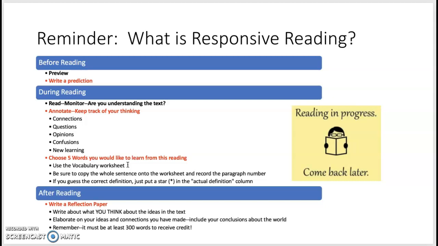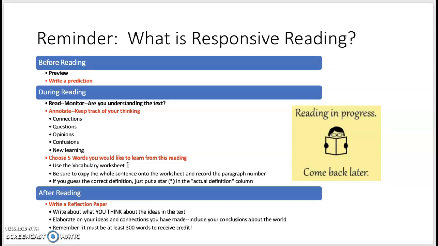Okay? And then you're going to look it up. You're going to look it up on your phone. You're going to look it up wherever you look up words. If you have a dictionary, great. You're going to read the definition, and you're going to compare the definition to the definition that you guessed. If it is the same, you're just going to put a star in the box that says actual definition. You do not have to recopy anything. You do not have to paraphrase. You just put a star because you've already done it.